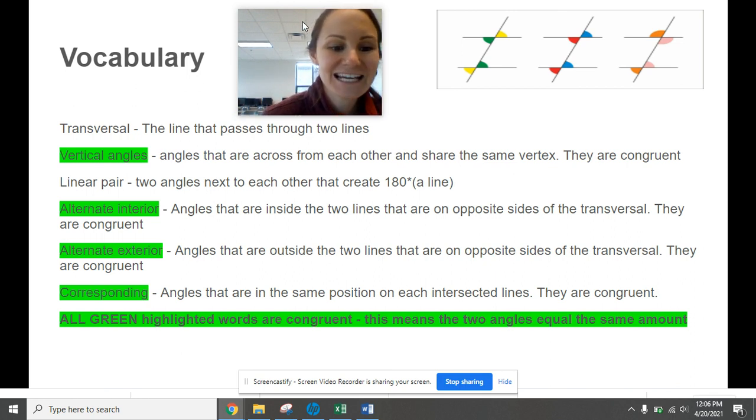Your next set is linear pair, and these are 2 angles next to each other, creating a 180 degree line. And then we have alternate interior, alternate exterior, and corresponding. So let's go through 4 of these slides real quick here.